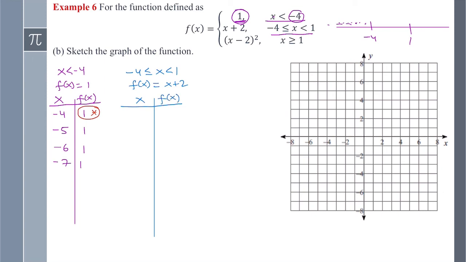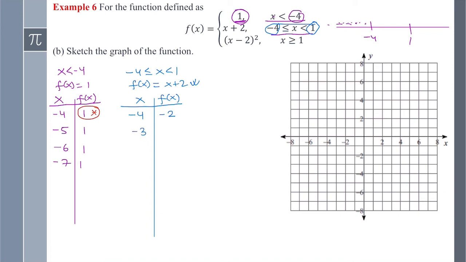Okay, so here we'll start from this endpoint and we'll go to 1. So we'll start from -4. When we take -4 and plug it in here, we get -2 as output. So we are going to use this. The next number, moving to the right from -4 because x is greater than or equal to -4, is -3.